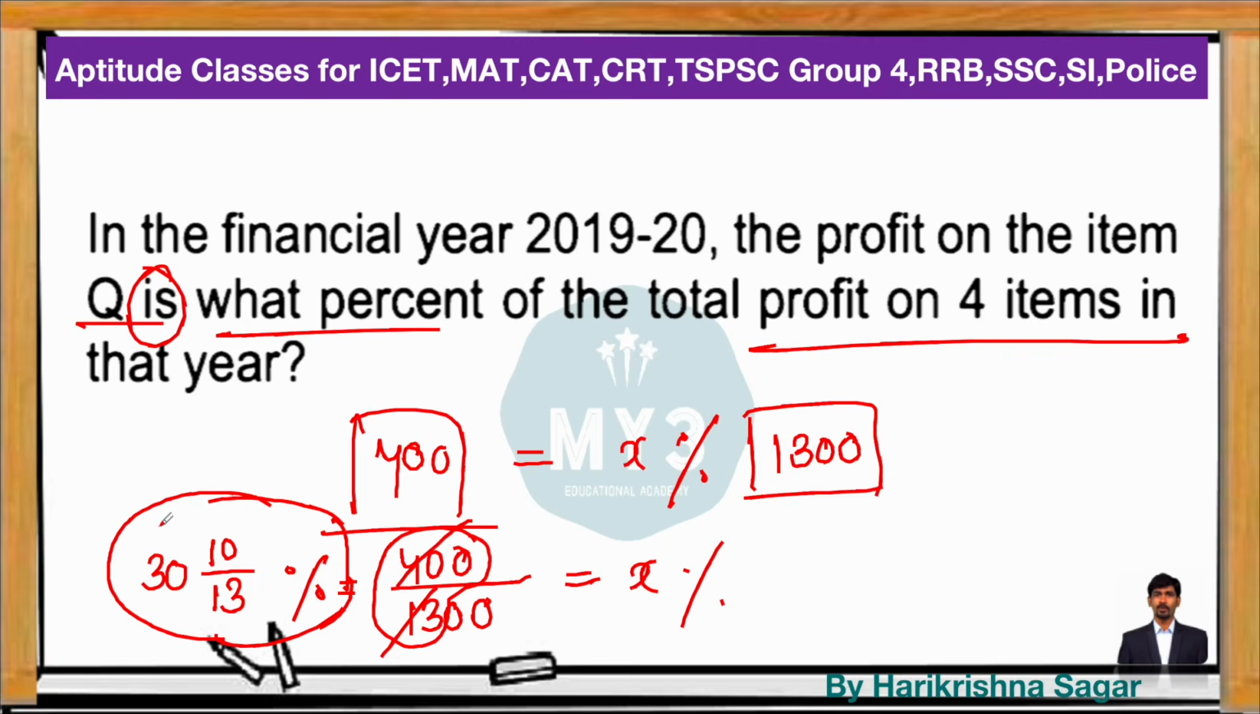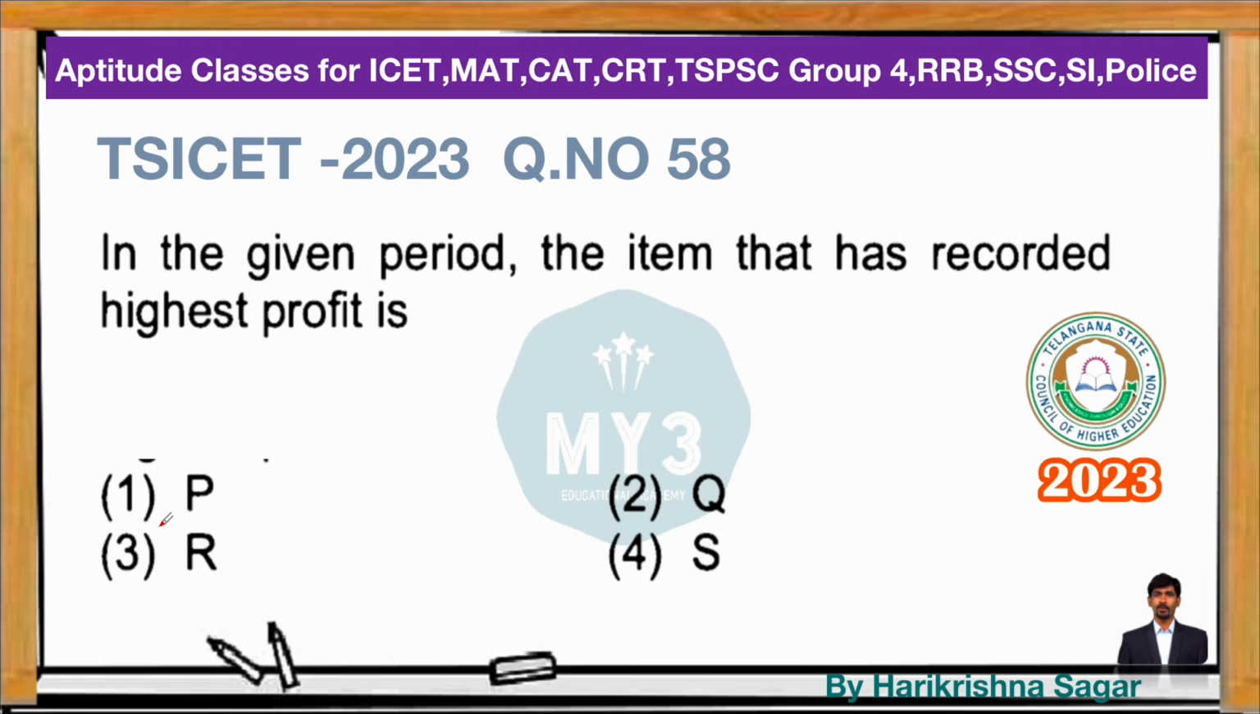Question number 58. If you observe question number 58, in the given period, the item that has recorded the highest profit. Item means we have only 4 companies like P, Q, R, S. Which company has recorded the highest number of profits? Question on the nature of the graph.